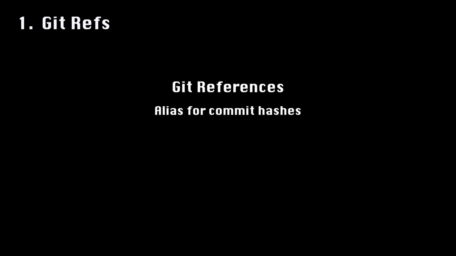Let's begin with Git Refs. Refs, short for references, are simply aliases for commits. They act as pointers to the tip of each branch in your Git repository. But what exactly is the difference between a ref and a commit? Well, a commit is a snapshot of your project state at a particular point in time. On the other hand, a ref is like a bookmark that points to the latest commit on a branch.